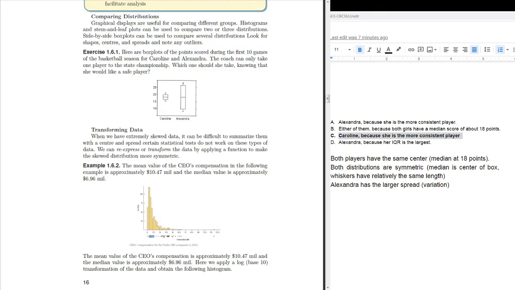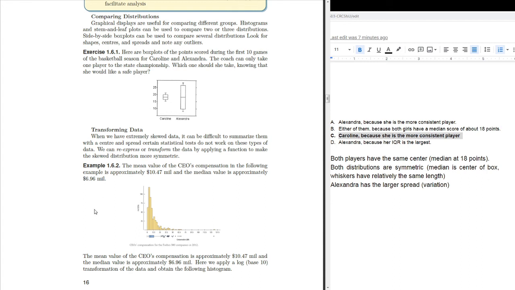So now we will look at transforming data. In many of our statistical tests that we will study, the test will not work well if we have extremely skewed distributions. So it may be helpful to apply a transformation first so that the distribution is more symmetrical. The example here shows the CEO's compensation, where the distribution is extremely skewed to the right. The mean of the distribution is about 10.47 million and the median is about 6.96 million.